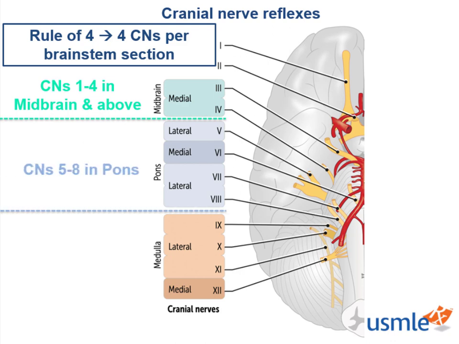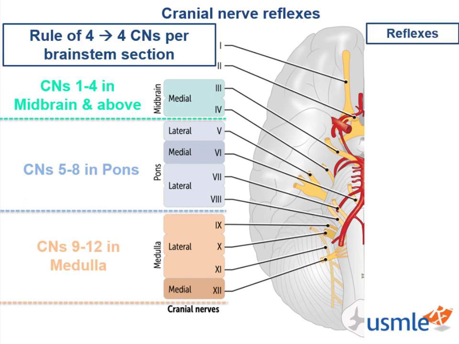Cranial nerves 5 through 8 are in the pons, and cranial nerves 9 through 12 are located in the medulla. As you can see, there are 4 sets of cranial nerves per level of the brainstem. So, to test the health of the brainstem and its cranial nerves, we use cranial nerve reflexes. Let's start with the pupillary light and accommodation reflexes that assess the health of the midbrain.